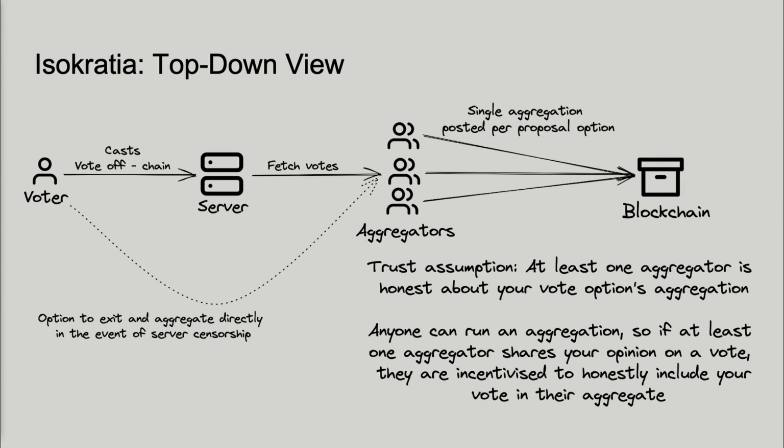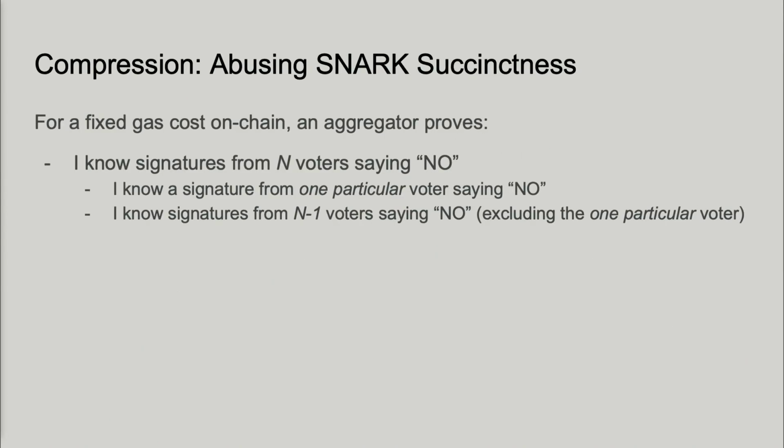I won't talk in too much detail about how Isocratia is structured fully. You can read this slide later. But the main crux of what allows Isocratia to exist is this primitive, recursive SNARKs, and the idea that an aggregator can post an aggregation of all the signatures from voters in one SNARK proof, which is fixed cost to verify on chain. I like to think of this property as compression. It's almost like abusing SNARKs' succinctness properties to the extreme.